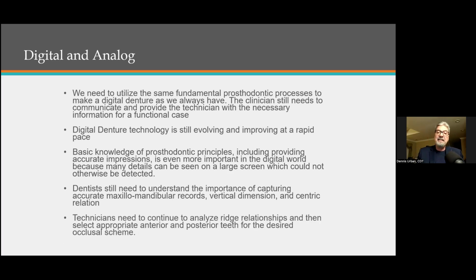And technicians need to continue to analyze ridge relationships and then select appropriate anterior and posterior teeth for the desired occlusal scheme. And even though our software picks these denture teeth out for us when we're using our software and designing our dentures, it's not 100% correct at all times. So I'll get into that a little bit more in a few minutes.